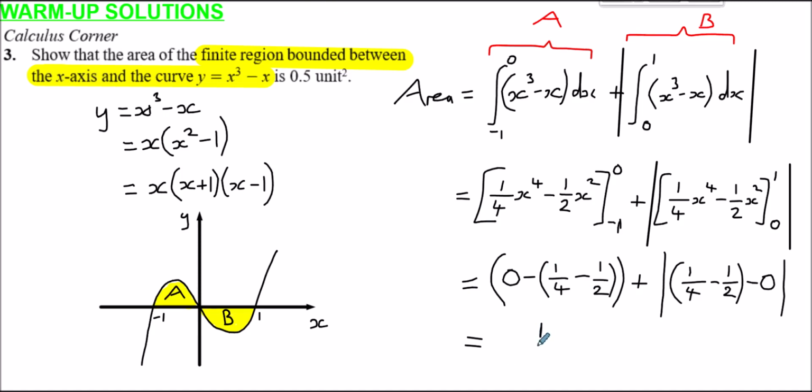Now we look at the other bit now. So over here, we can have plus the size of a quarter minus a half. Well, a quarter minus a half takes us down to minus a quarter. So the size of minus a quarter is a quarter. That minus 0 is not going to do anything. So a quarter plus a quarter gives us a half, which is 0.5. So we've just proven here that that's equal to 0.5 units squared.